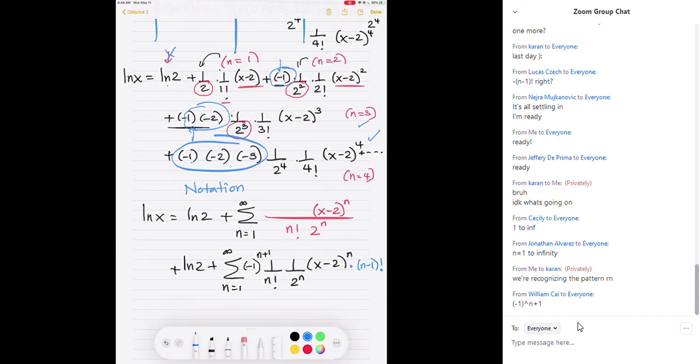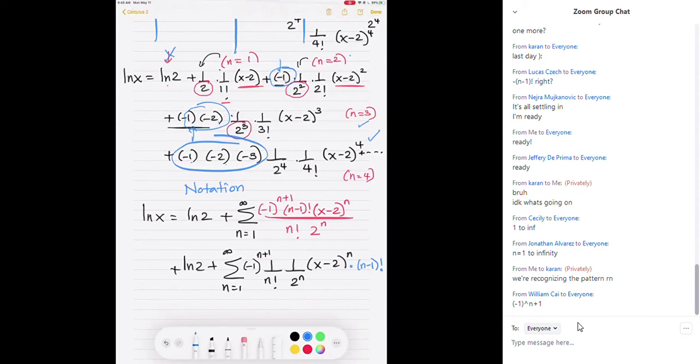Can we do that? Yes, because when n equals 1, it is 0 factorial. When n equals 2, it is 1 factorial. We are perfectly fine. So I'm going to take this all up there, and I'm going to say this is negative 1 to the n plus 1, and this was n minus 1 factorial.